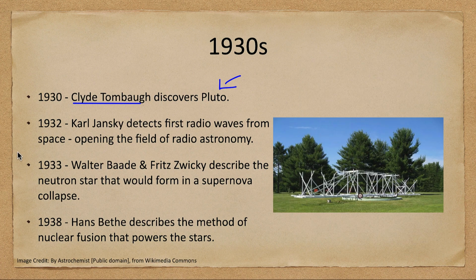Now, a few years later, Carl Jansky built the first radio telescope, detecting radio waves from space and opening up the field of radio astronomy. This is important because it's a new view on the universe, a new way to see the universe through a different type of electromagnetic radiation. Prior to this, everything had been simply visible light.